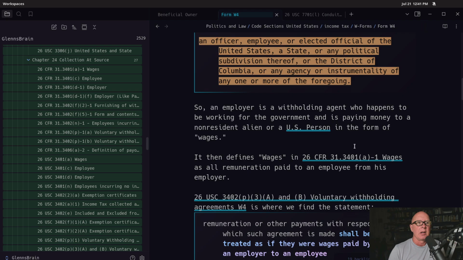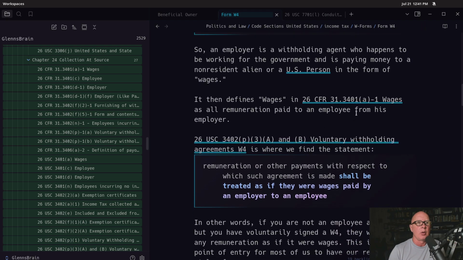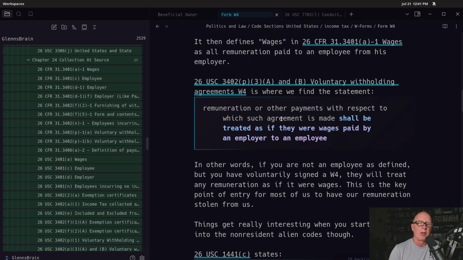So let's go on to 3401(a), which defines wages as all remuneration paid to an employee for his employer. So now we know wages are specifically limited to this employer-employee relationship, of which they've given us the definitions for. And we're having a thunderstorm outside, if you can hear any of the lightning and stuff.